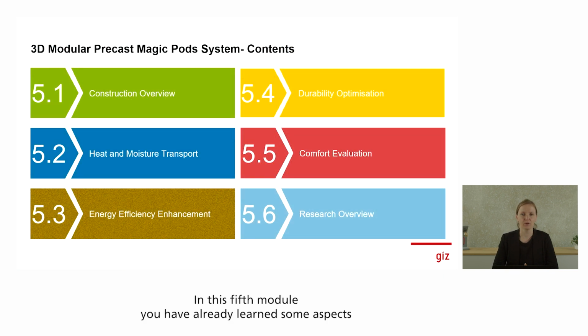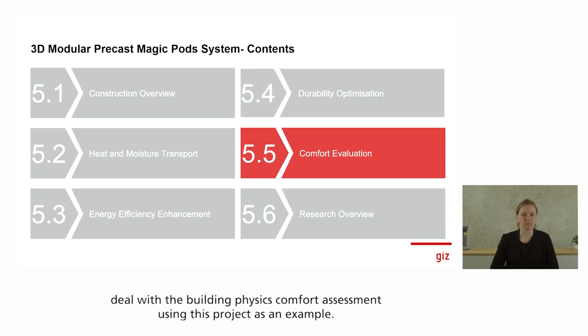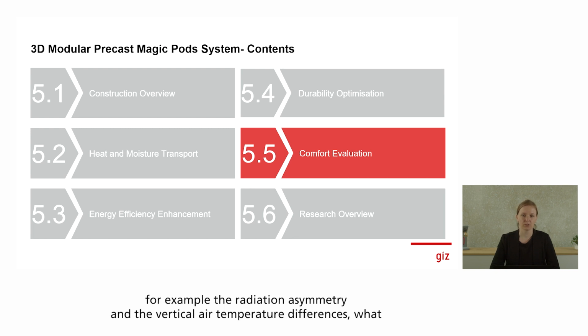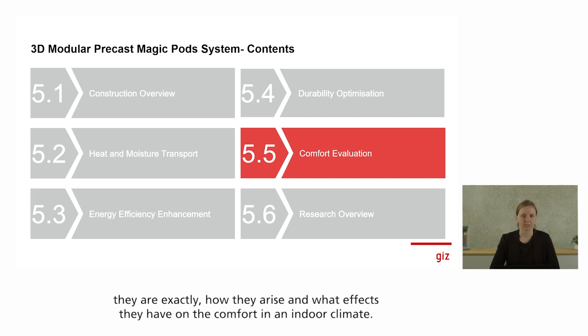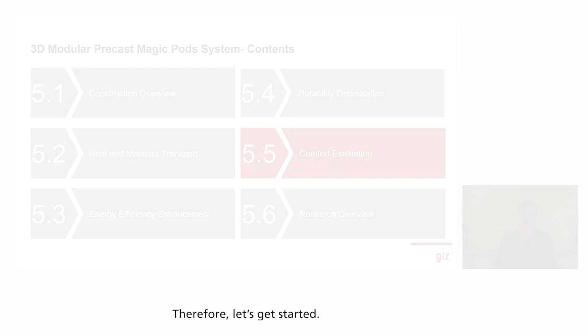In this module, you have already learned some aspects of building physics for the construction project in RANCHI. This lecture will therefore once again deal with the building physics comfort assessment using this project as an example. Specifically, it will deal with the aspects of local thermal discomfort, for example, the radiation asymmetry and the vertical air temperature differences, what they are exactly, how they arise, and what effects they have on the comfort in an indoor climate. Therefore, let's get started.